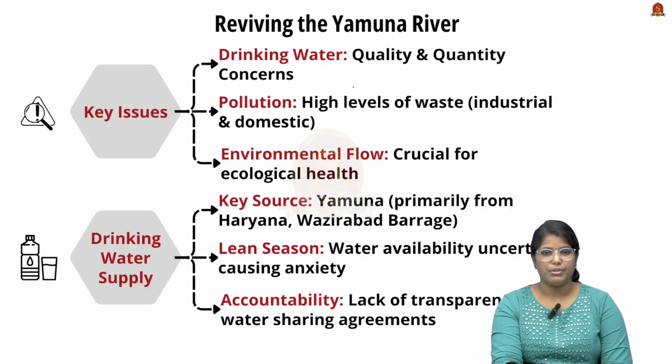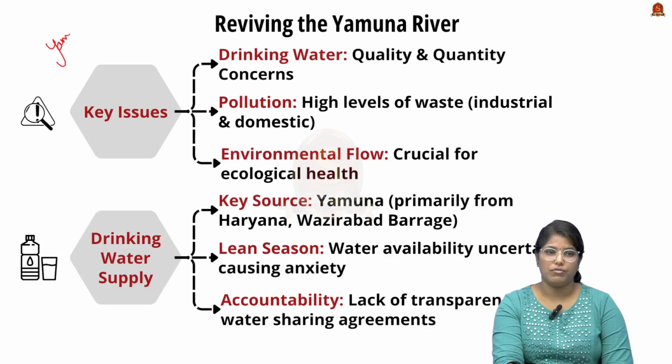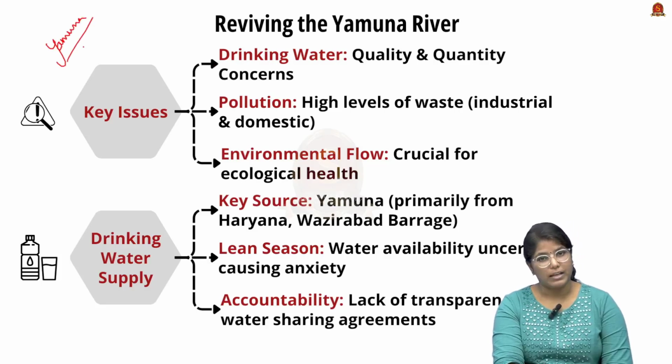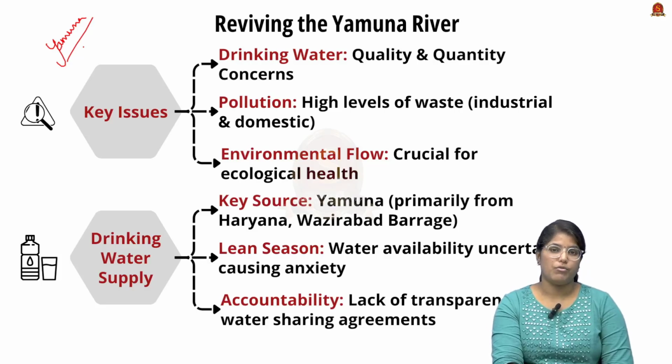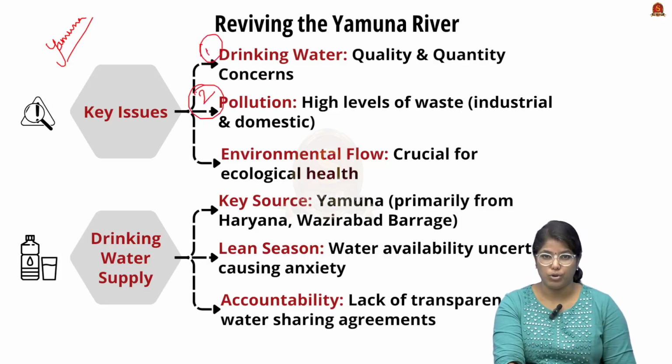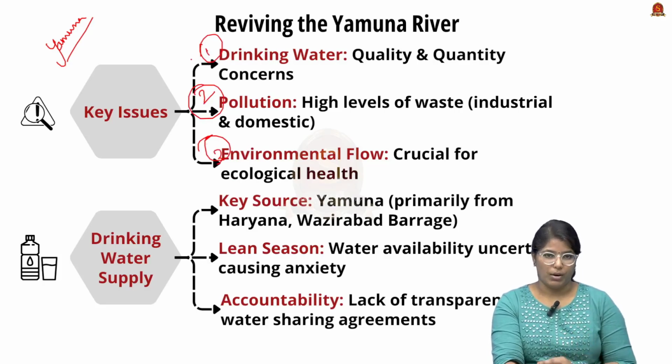So here, from the prelims perspective, it is very important to learn about the origin of Yamuna, what the left bank tributaries are, and what the right bank tributaries are. But here, as we are focusing on the mains aspect, we are going to see the key issues when it comes to pollution of this particular river. See here, the article highlights three important key issues. Firstly, the drinking water. Secondly, the pollution. Thirdly, the environmental flow. So we shall see them one by one.